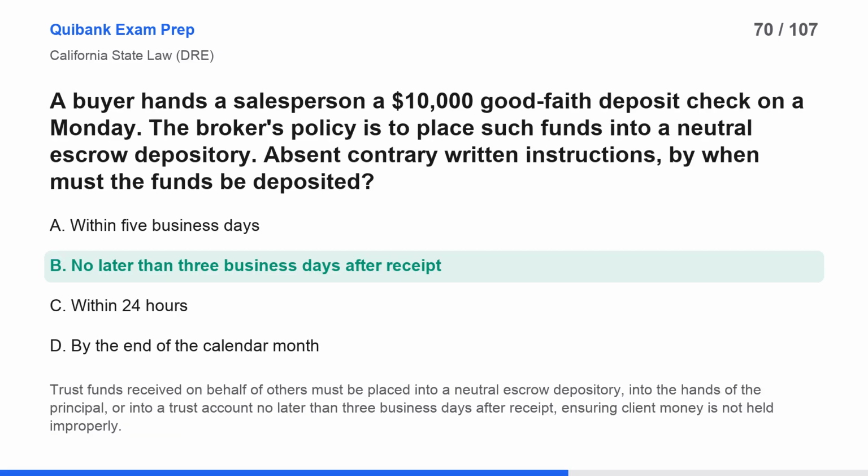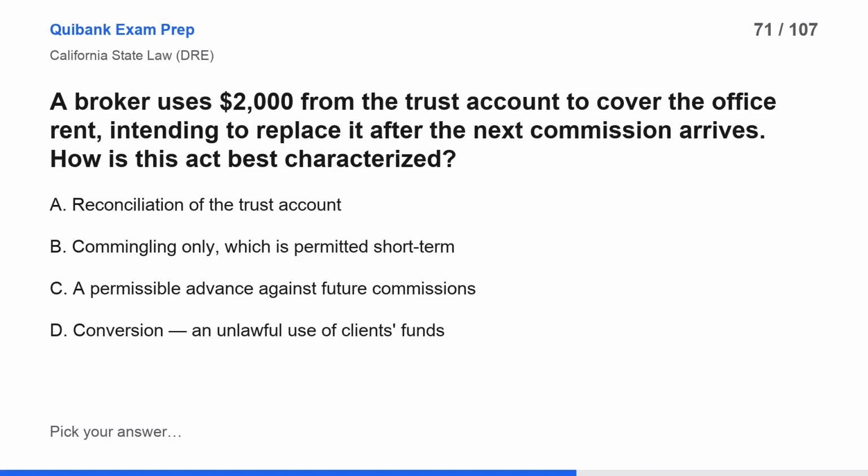The answer is B. No later than 3 business days after receipt. Trust funds received on behalf of others must be placed into a neutral escrow depository, into the hands of the principal, or into a trust account no later than 3 business days after receipt, ensuring client money is not held improperly.